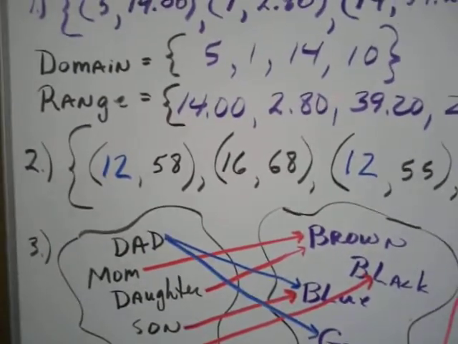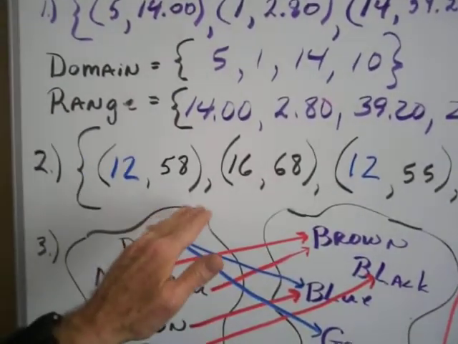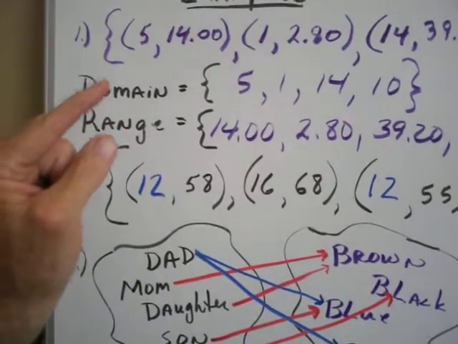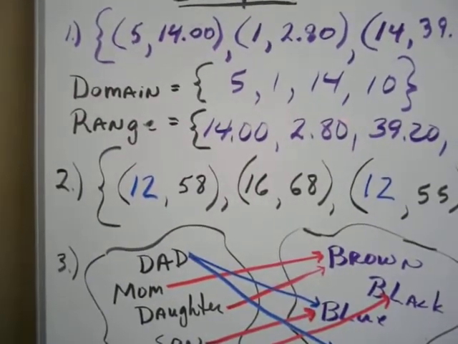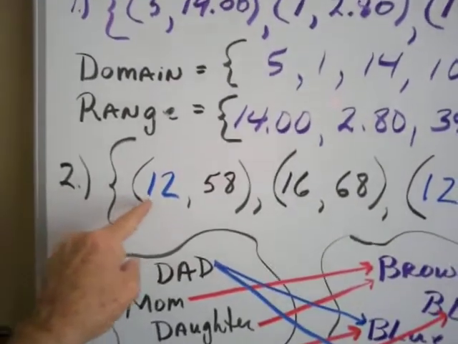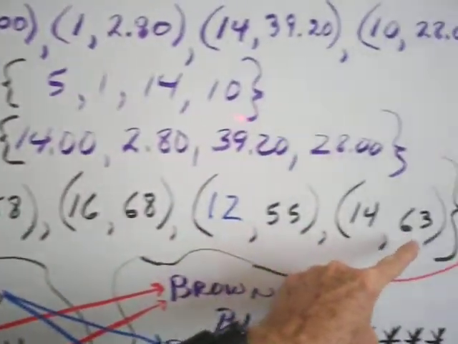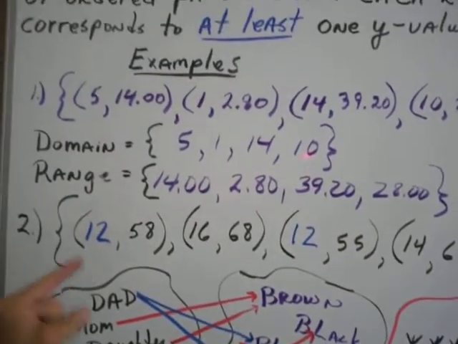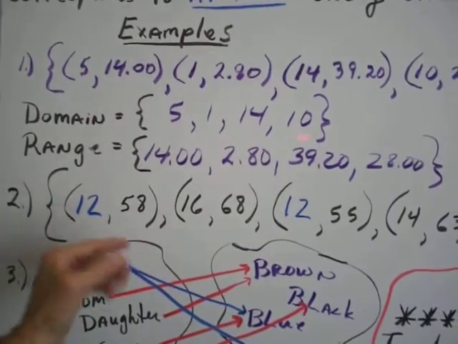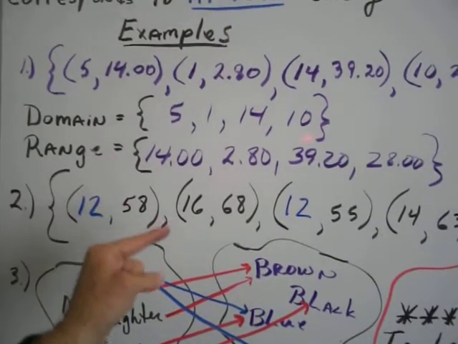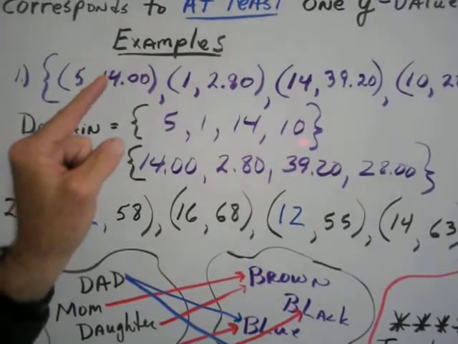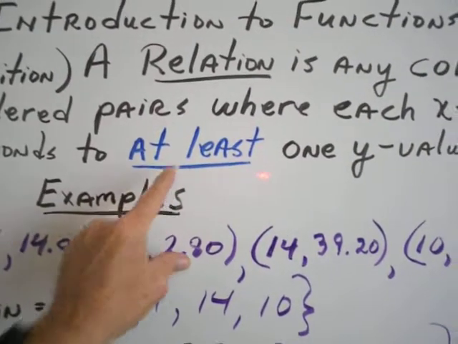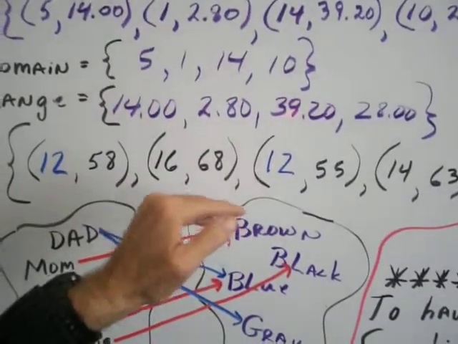And there's something very important about number 2 that I have not yet stated to you in regards to the definition of a relation. Number 2 is also a collection of ordered pairs in which each value of x, called the domain, corresponds to, here are the key words, corresponds to at least one y value.